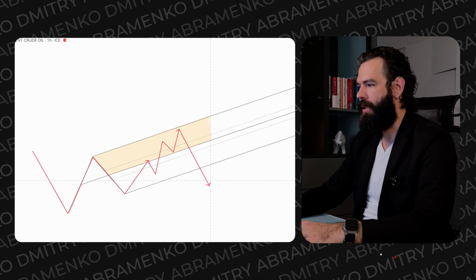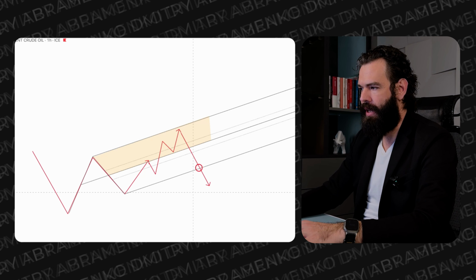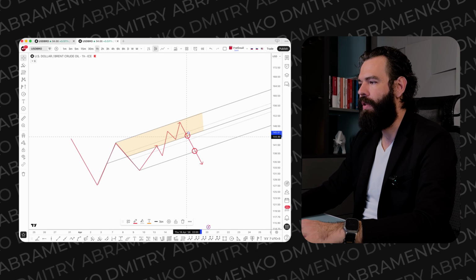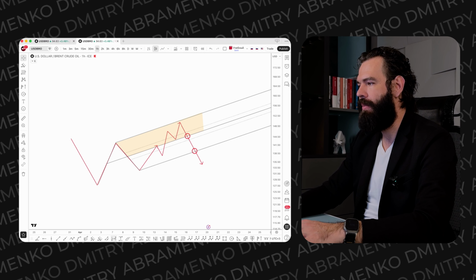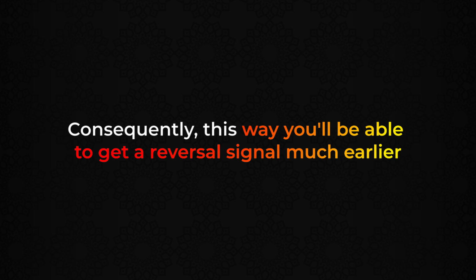We don't need to wait until we necessarily exit this set. A simple exit through the median, through the middle channel, will be enough to give us a signal of a potential reversal. Consequently, this way you'll be able to get a reversal signal much earlier.